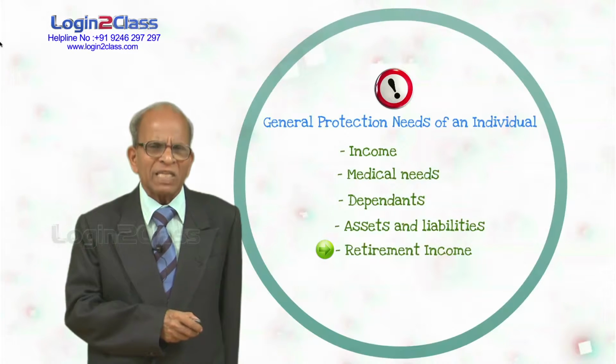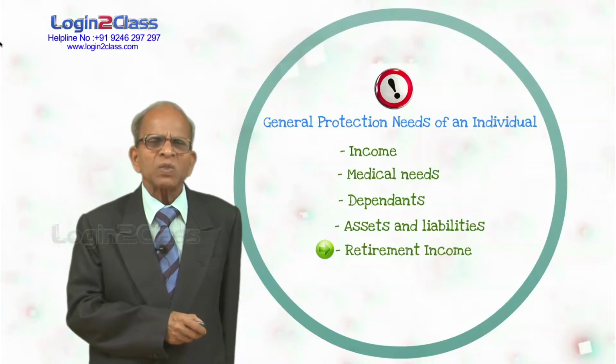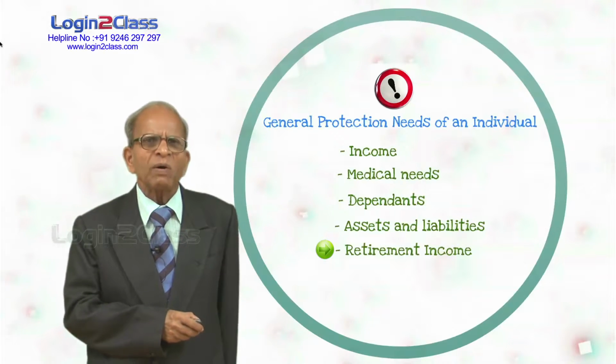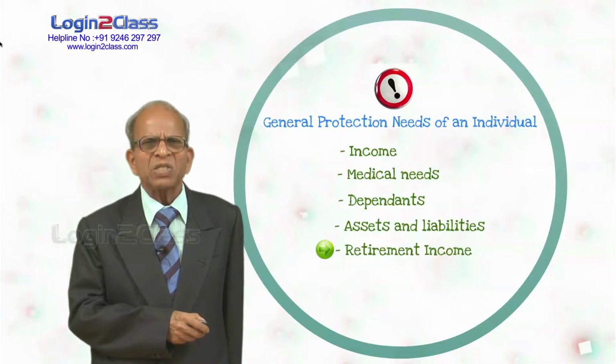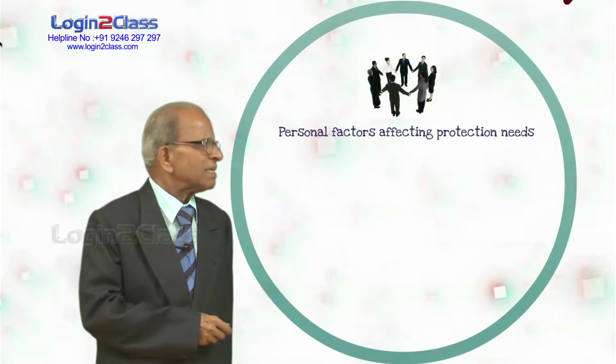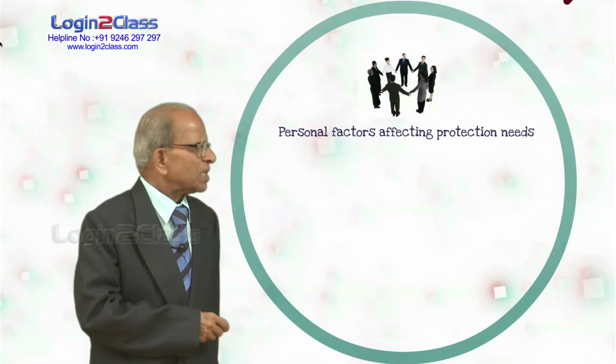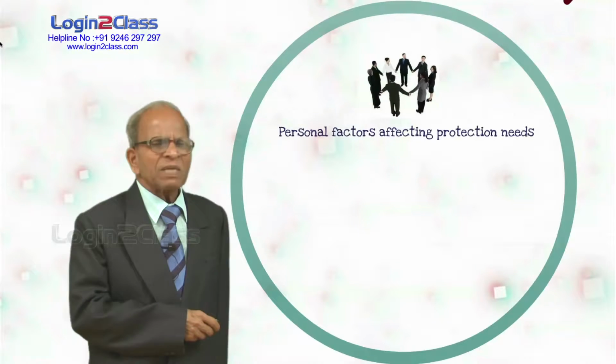So you have to make arrangements for the retirement income also, not only for you, but also for such members of your family who have not gone out by marriage or by getting a job elsewhere. What are the personal factors affecting protection needs? I mean, how do the protection needs vary with some factors?